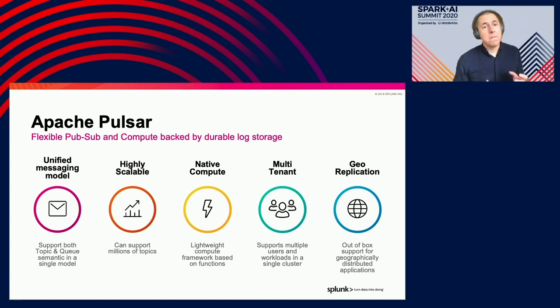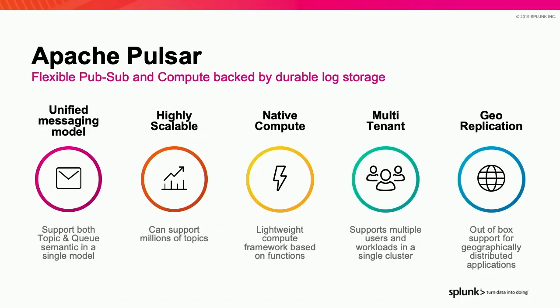Continue on this. We have a unified messaging model. I'll talk a bit more about what that means. We support different semantics on a single topic, and we can scale to millions of topics. And we have a native compute framework, which is based on functions. And finally, Pulsar was designed from the ground up to be multi-tenant, to support different users with different workloads in a single cluster without any problems. And we also support replication, so that we can support applications that need to reside in different regions, in different zones.